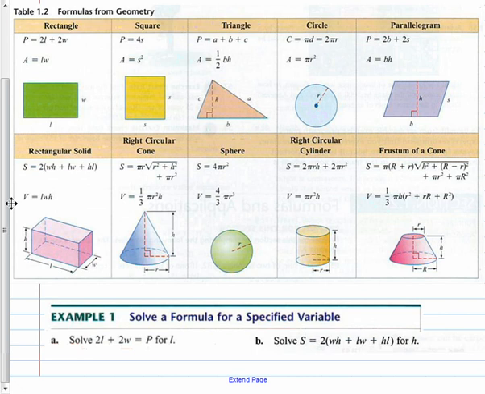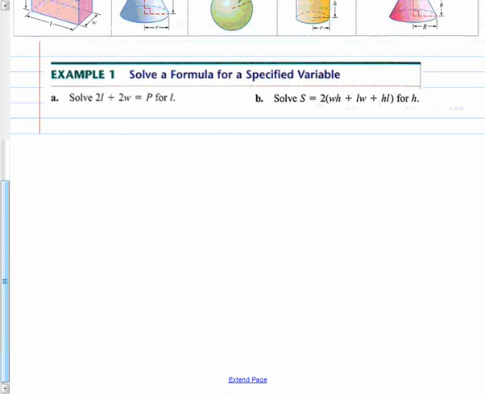We need to be able to take all sorts of formulas, rearrange them as needed to solve or simplify for something. So you probably know several of these. Maybe you have never even seen some of these. I don't know if you have ever seen the equation for a frustum. Maybe never even run across that word. You take a cone and chop it off so it's flat on top, and it's called a frustum of a cone. But what we're going to be working on is rearranging to solve for a specified variable.